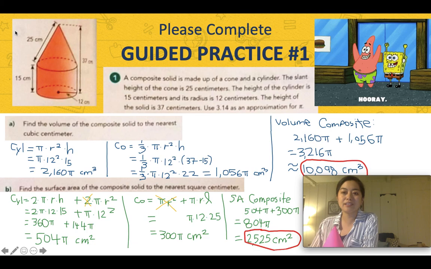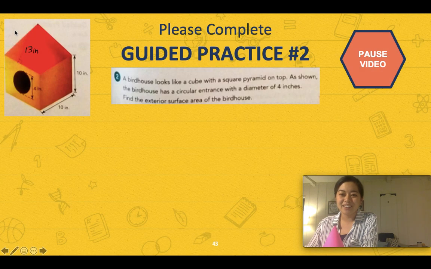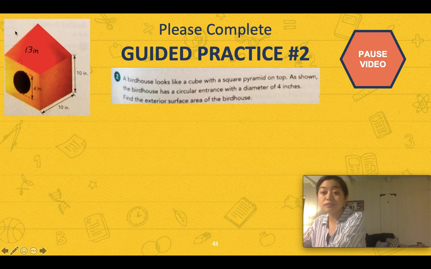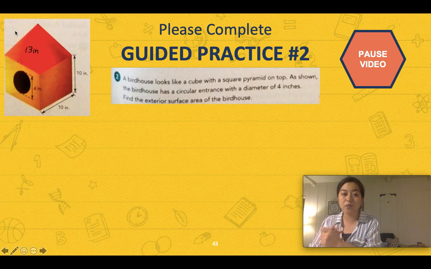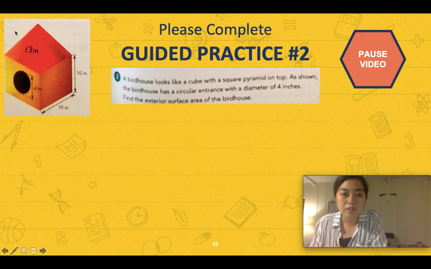All right. Good job. Okay? Now we're going to complete guided practice number 2. So I want you to examine the picture and read the information that's given in number 2, okay? And we're going to find the exterior surface area of the birdhouse, all right?